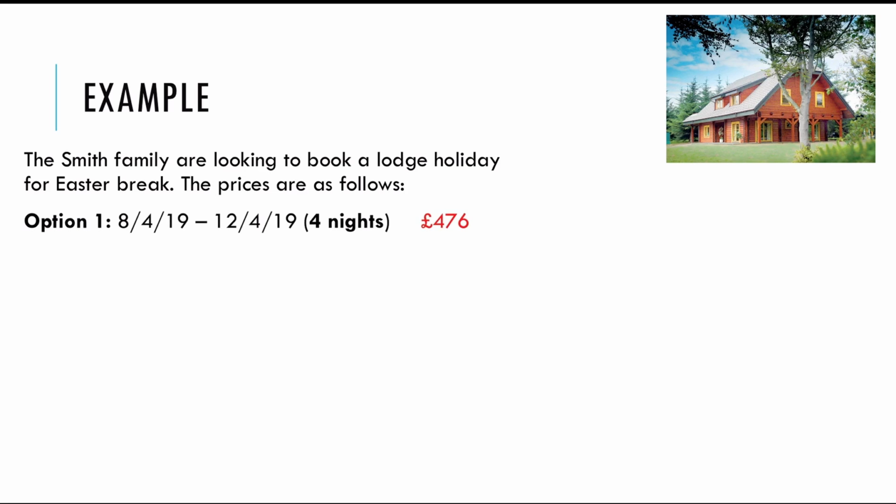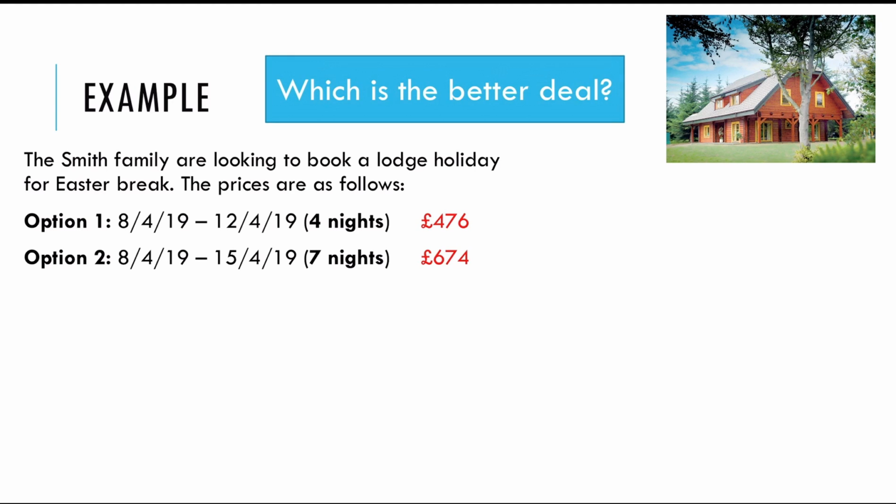Okay, last example. The Smith family are looking to book a lodge holiday for Easter break. The prices are as follows. So option 1 is a 4-night break, which costs £476. Option 2 is a 7-night break, which costs £774. So which is the better deal?